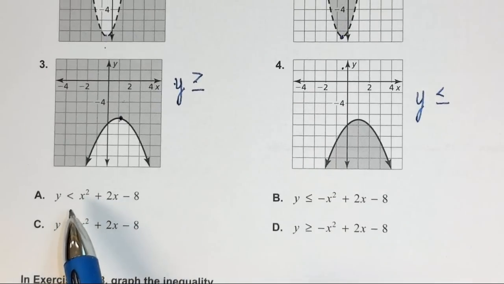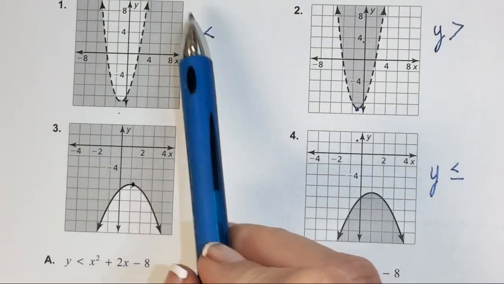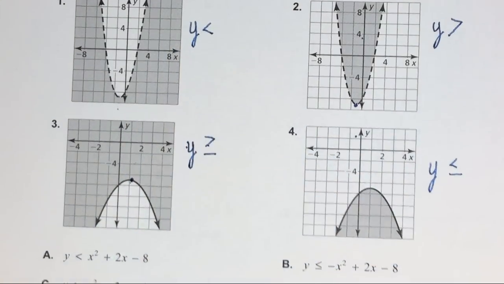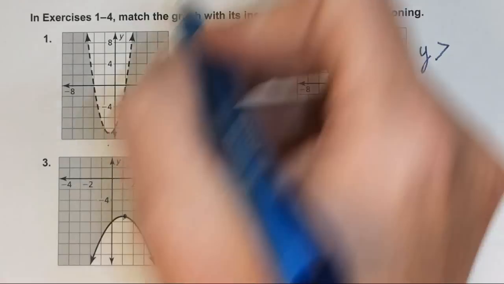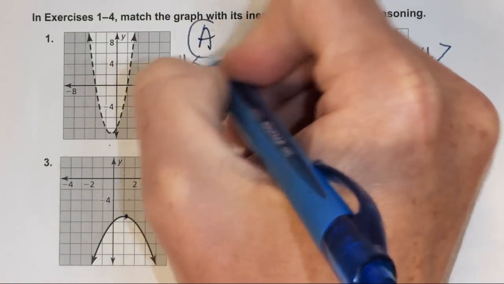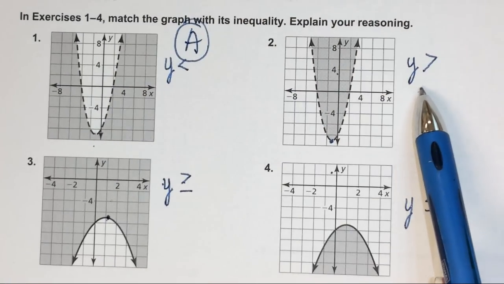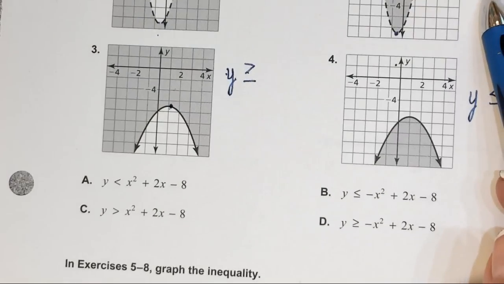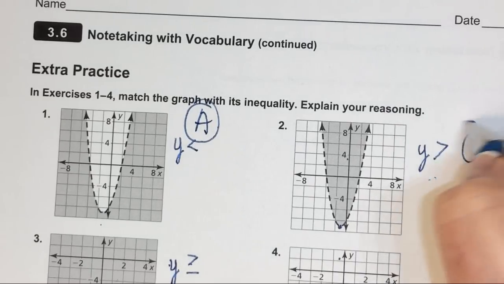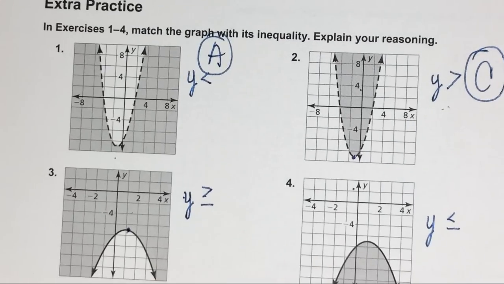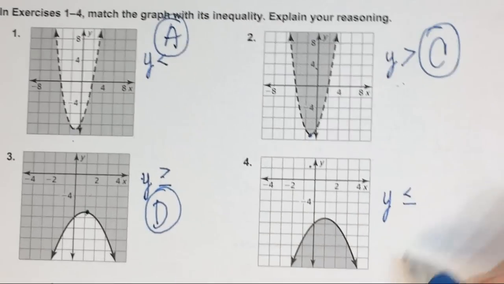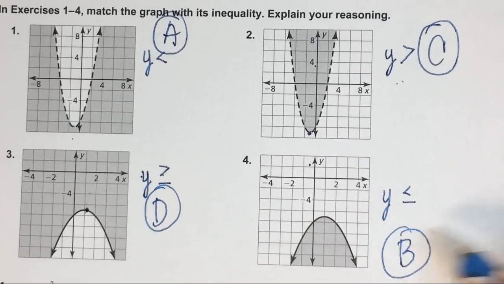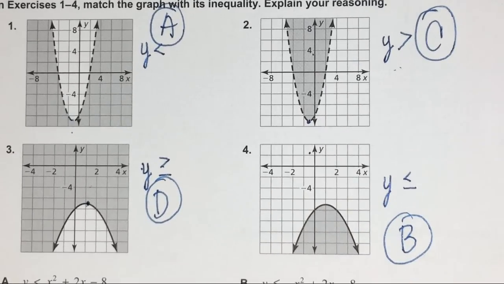So now we're supposed to match, and you should be able to do this very quickly. Look for the one that is just y is less than. What's it going to be? Which letter? A. Number 2, what are we going to get? C. Number 3. And number 4. Okay, so that should make sense to you.